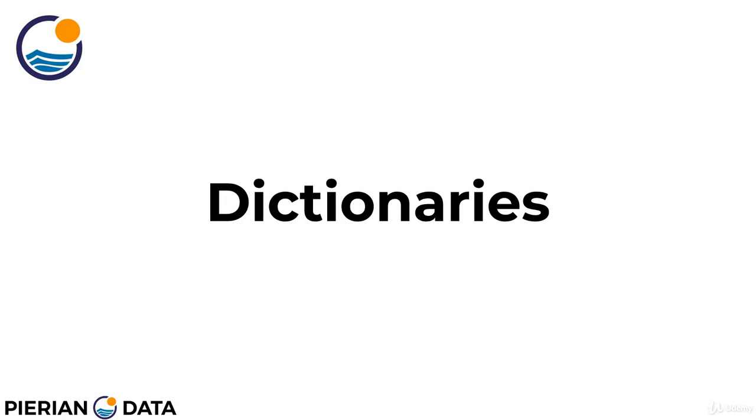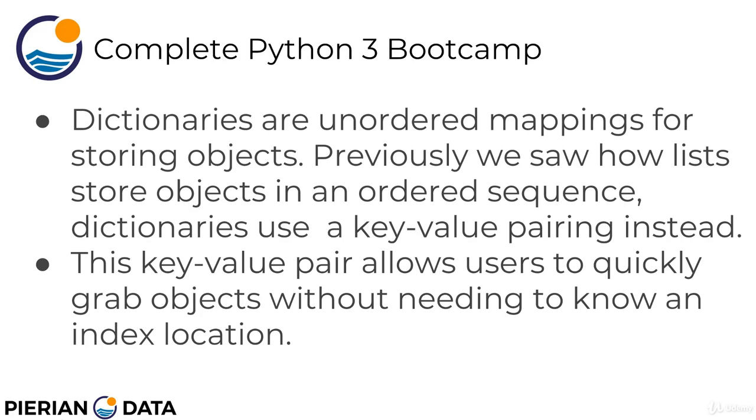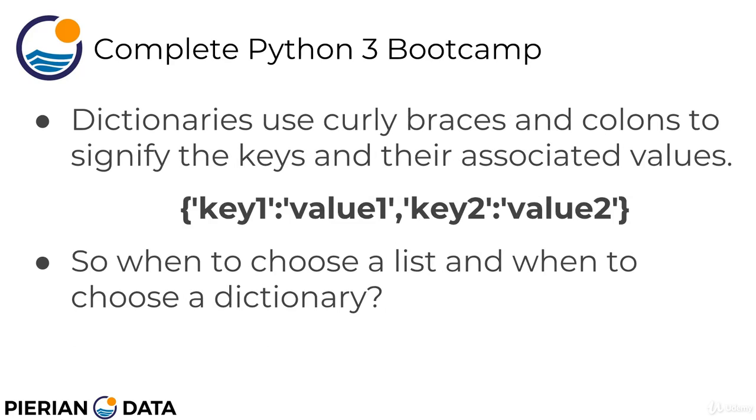Welcome back, everybody. Now it's time to talk about dictionaries. Dictionaries are unordered mappings for storing objects. Previously, we saw how to store objects in an ordered sequence using a list. But now, dictionaries will allow us to store objects using what's known as a key-value pairing instead. And this key-value pair allows users to quickly grab objects without needing to know an exact index location. Instead, you just call the key and it returns the value associated with that key.